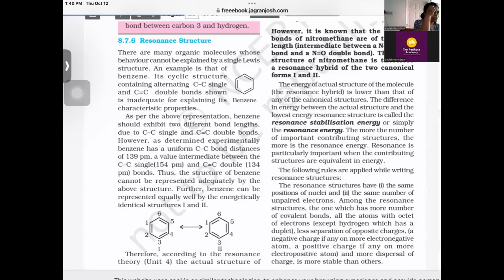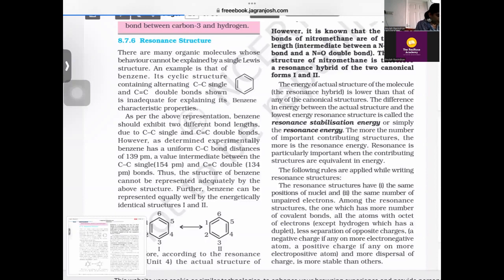Okay, resonance structure we are going to see. There are many organic molecules whose behavior cannot be explained by a single Lewis structure, right? It's given like that. Benzene is given as an example. You know that benzene structure.